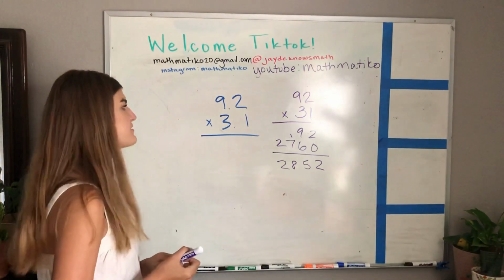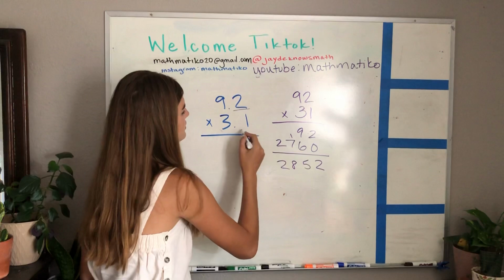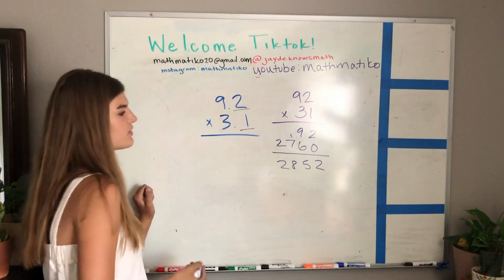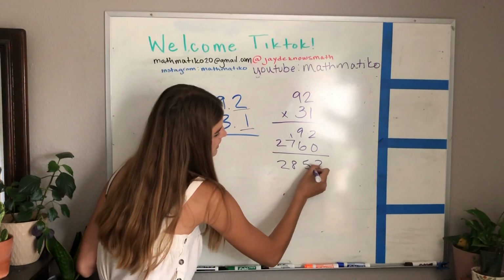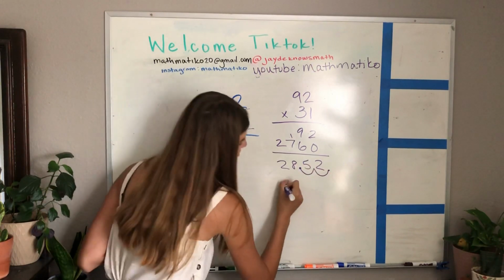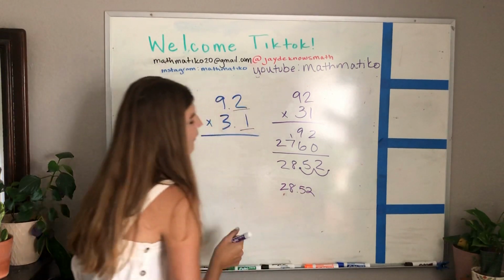Now we look back at our decimals. How many decimal places do we have? We have 1 decimal place, and 2 decimal places, so what we're gonna do is move our decimal 2 places. So your answer should be 28.52.